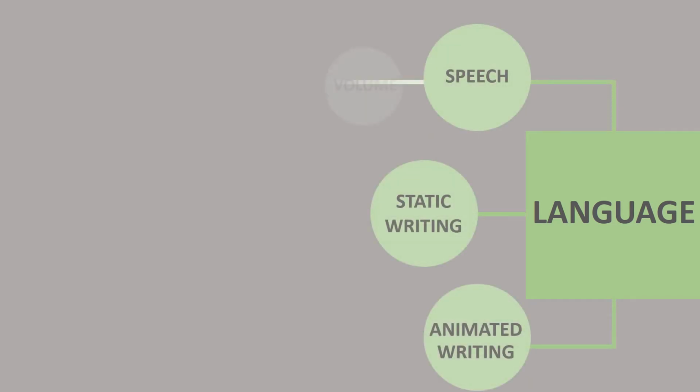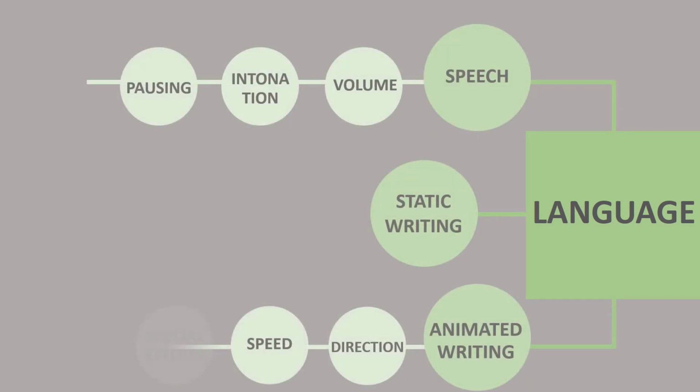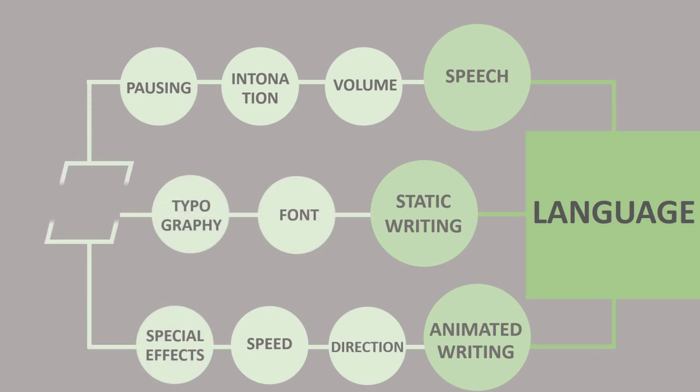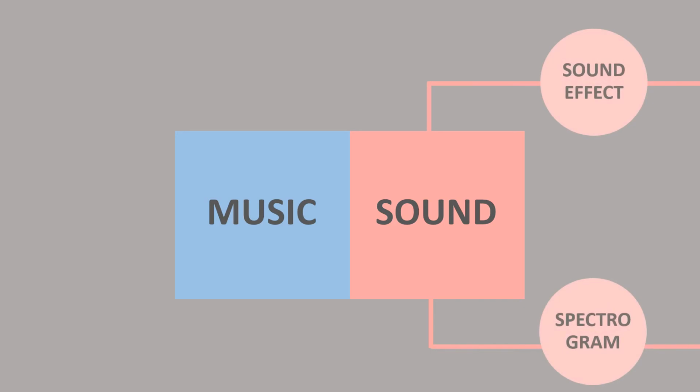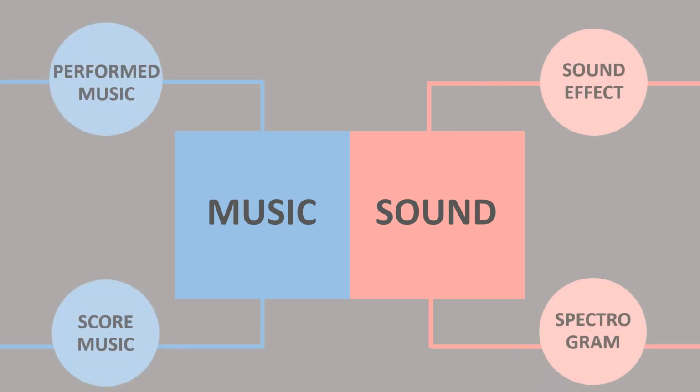For the core mode of language, there are the medial variant of speech and writings, which are divided into static and animated writing. Again, the translators need to be careful to analyze their submodes, which are shown here in the frame. In the same way, for the core mode of sound and music, there are the list of medial variants and submodes as well.